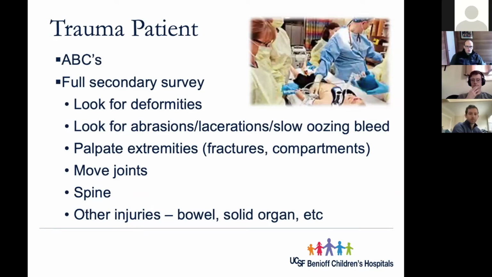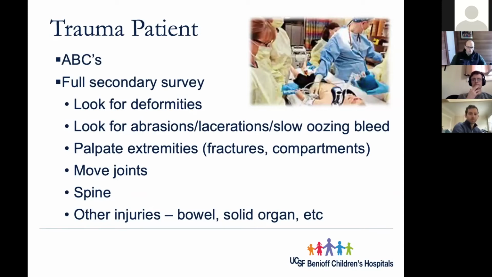For lower extremity traumas, you're looking for deformities, abrasions, lacerations, or especially slow oozing bleeding, which can direct us to either open fractures or, at the very least, a bruise over an area that could be a site of another fracture. So getting x-rays of those appropriately.